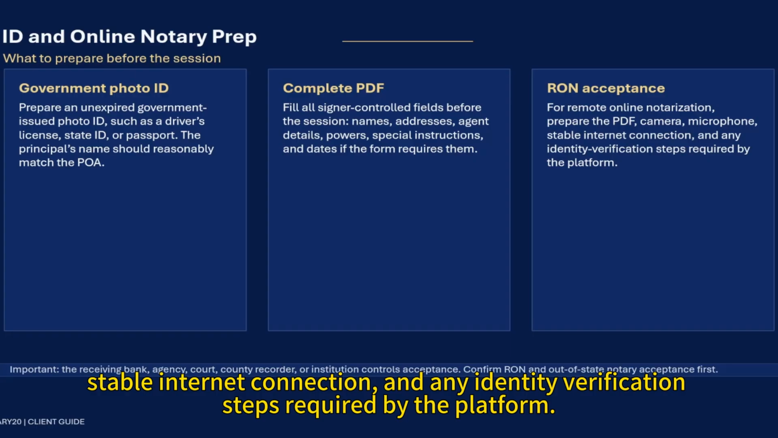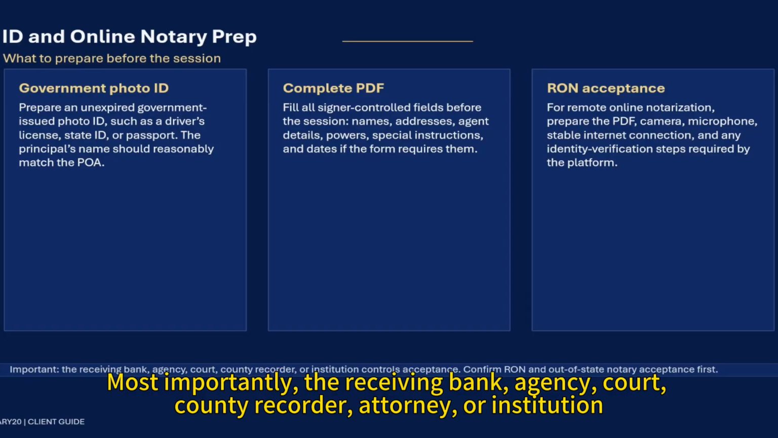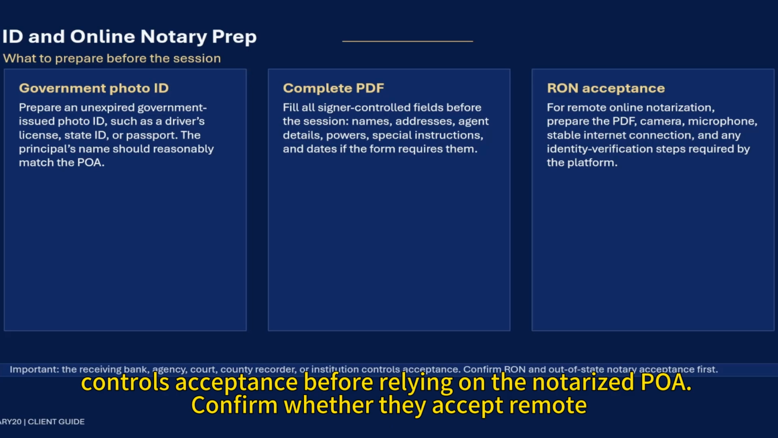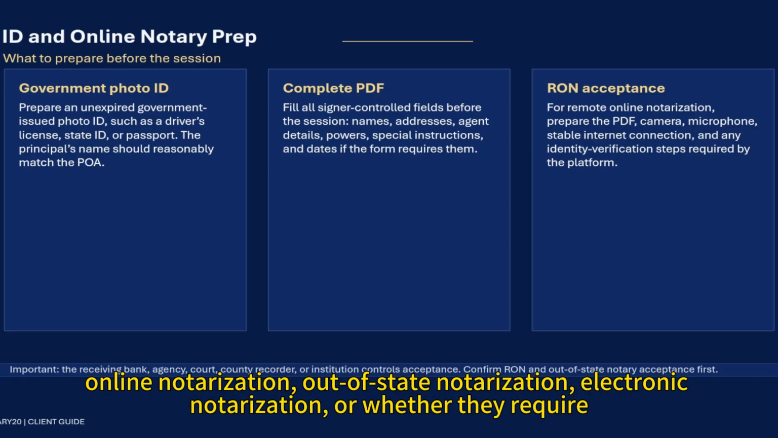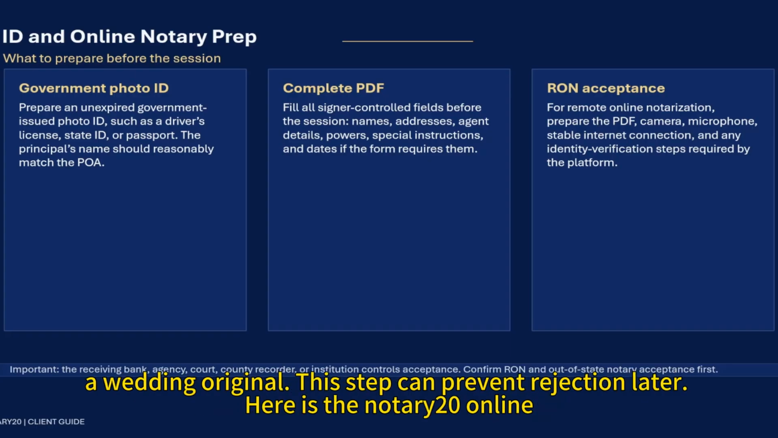required by the platform. Most importantly, the receiving bank, agency, court, county recorder, attorney, or institution controls acceptance. Before relying on the notarized POA, confirm whether they accept remote online notarization, out-of-state notarization, electronic notarization, or whether they require a wet ink original. This step can prevent rejection later.